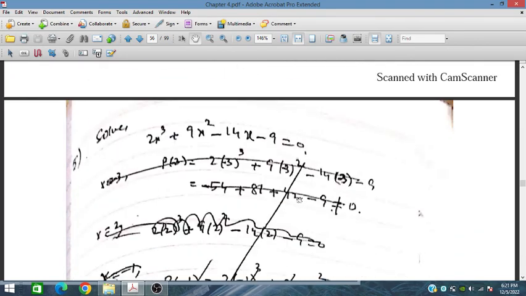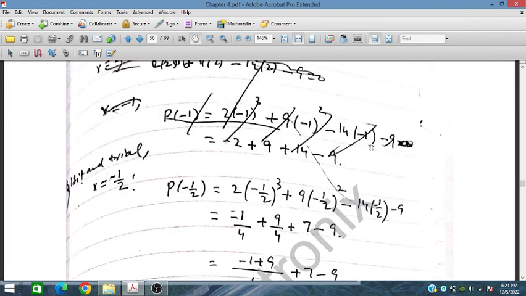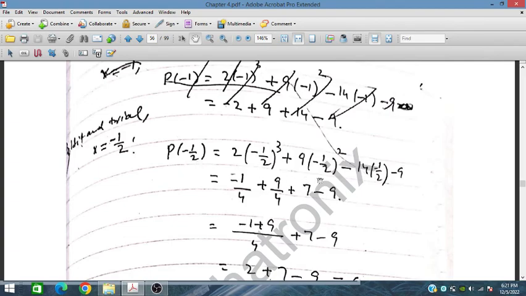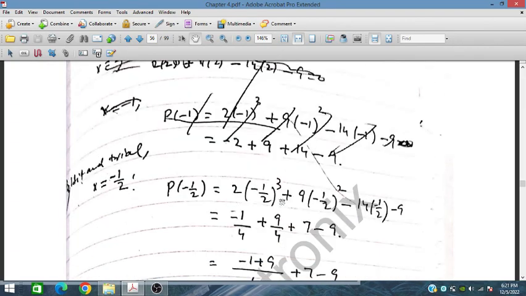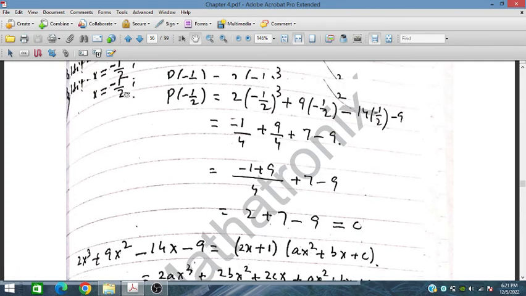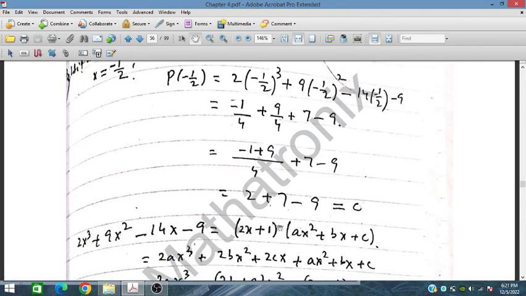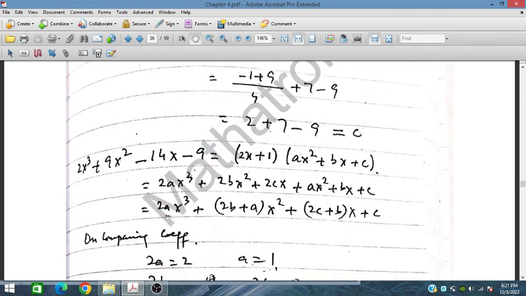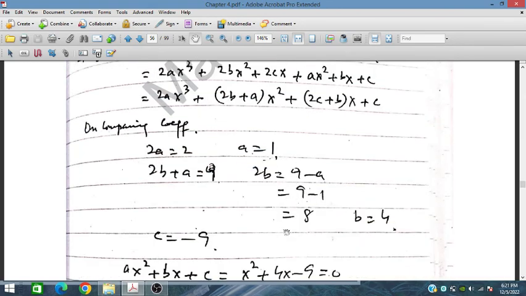Let's solve question number 5. Here we have 2x cube plus 9x square minus 14x minus 9, and here by hit and trial with minus half, we see this is one of the results obtained. So x minus of minus half means x plus 1 upon 2 is equal to 0. So this is 2x plus 1 is equal to 0. So 2x plus 1 is one of the factors, and this is ax square. Now we will compare the coefficients, and we have obtained this result.